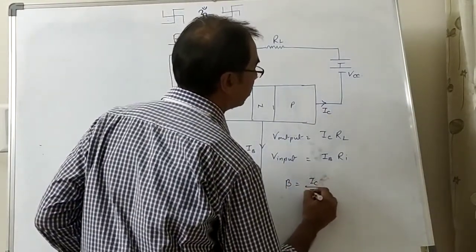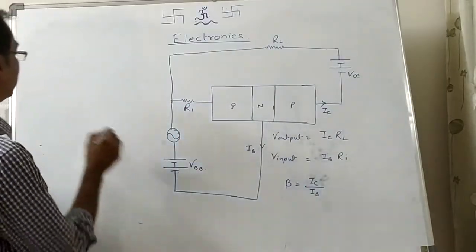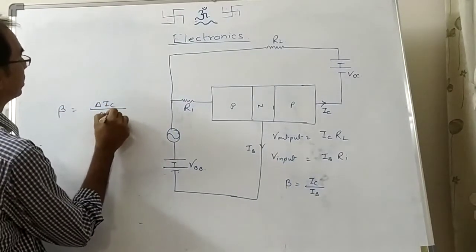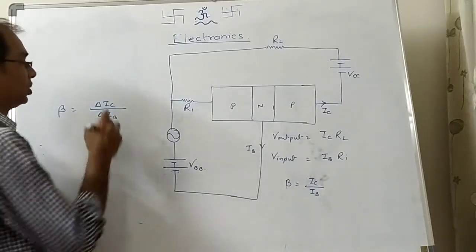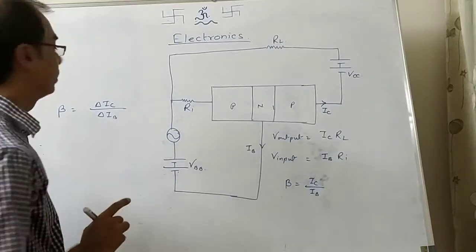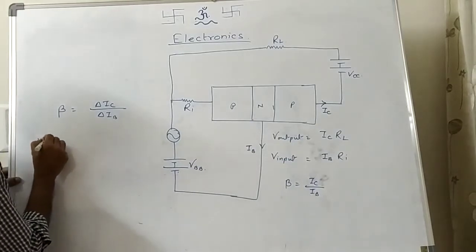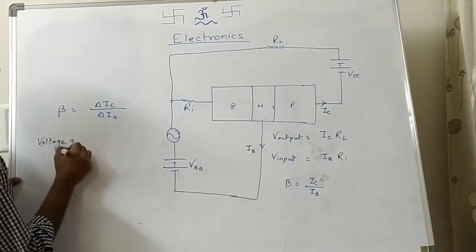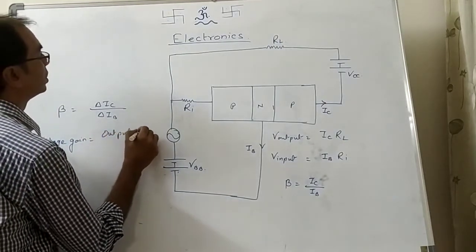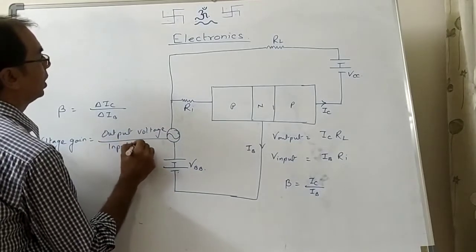Beta we already know, IC by IB. But in this one you are supplying AC. So in AC, how is beta written? Beta in AC's case will be delta IC by delta IB. Remember, change in collector current by change in base current. Then voltage gain is also asked. Now what is voltage gain? Voltage gain means output voltage by input voltage.